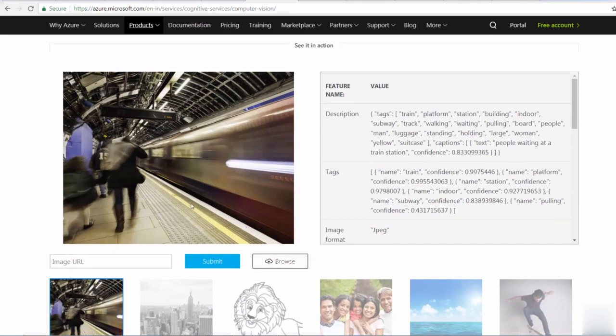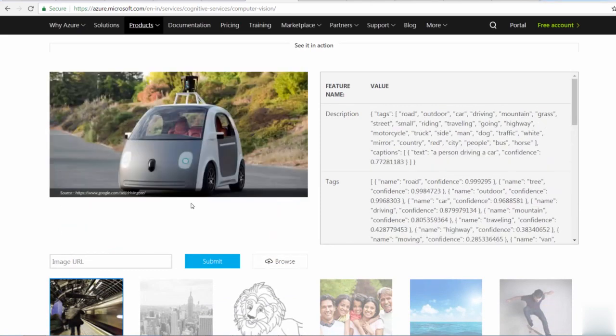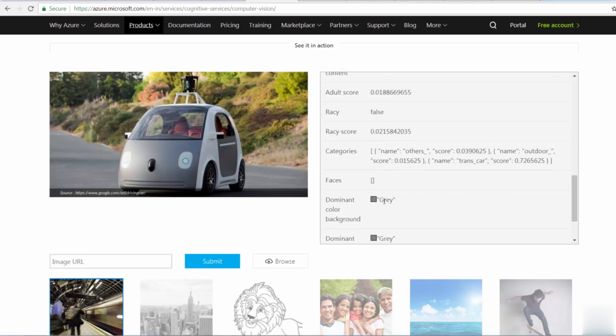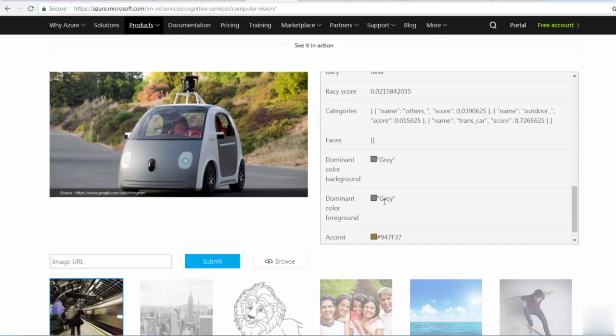I'm going to upload a picture. This is one of the pictures I've used in the video. There you go. Now you see that it has analyzed and it throws back a response. It says road, outdoor, car, driving, mountain, grass, so on. And if you look at the road, the confidence is 0.999295. It's really good. And then it gives the name tree. So you have a tree here. The confidence is 0.9984. That's also really good. And then there's a car. Confidence is 0.96. That's also really good. So you get an idea what we're talking about. So there are many other categories of information which you can use and manipulate using this API.